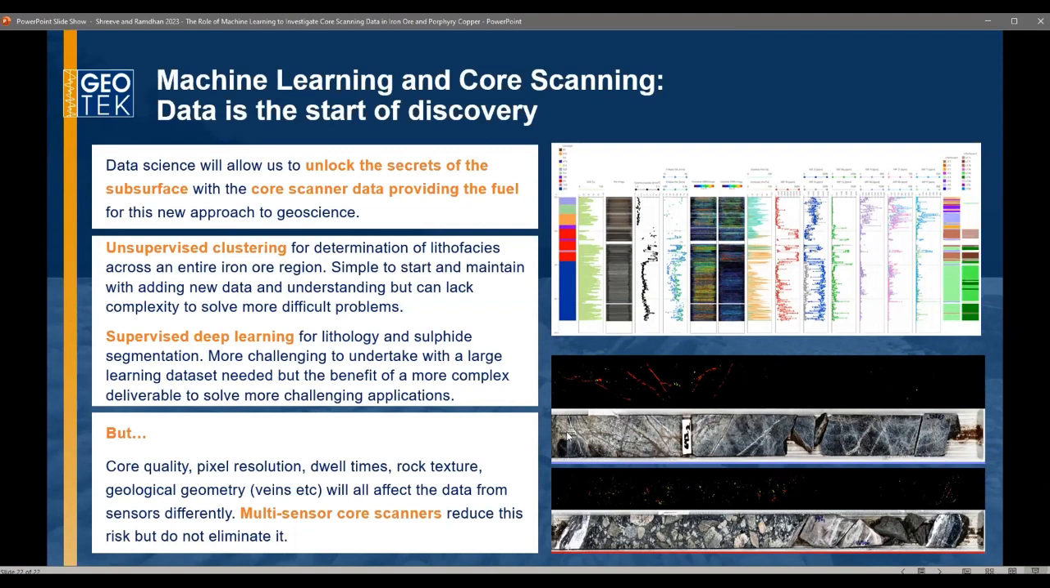But we must always remember that core quality, rubble, solid, whole, pixel resolution, the dwell times of the sensors, the rock texture, even the geological geometry, veins, etc., all affect sensors differently. And from our belief, multi-sensor scanners like we have with the BoxScan help to reduce this by spreading the understanding across multiple sensors, but they don't eliminate it. So with the choice of data that we use, we must always bear in mind how we're collecting it and the physics of what we're doing with it.